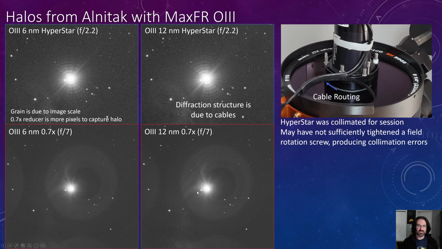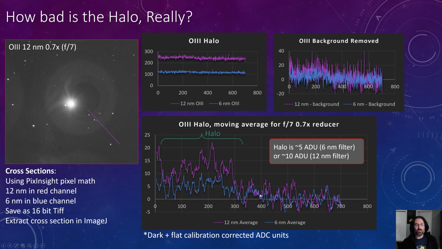One of the first questions I wanted to consider is how bad are these halos? What is the signal coming from them? So I used a technique that I developed in my last video, which I'll put a link in here if you want to go watch exactly how I did this. Using PixInsight, I would take the two bandwidths and put each filter bandwidth in a given color channel of a color image, save that as a 16-bit TIFF, and then go into ImageJ to extract it. What that does is let us compare the signal for the exact same region out of these two channels.